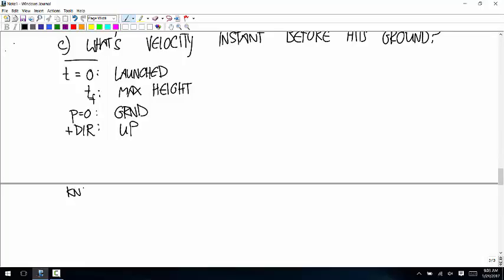Okay, so do we know time final? Nope. Do we know acceleration? Yeah, that's acceleration is g pointing down. And since our positive direction is up, that means that's a negative g. Do we know the position when time is equal to 0? Yeah, so P0 is P0.